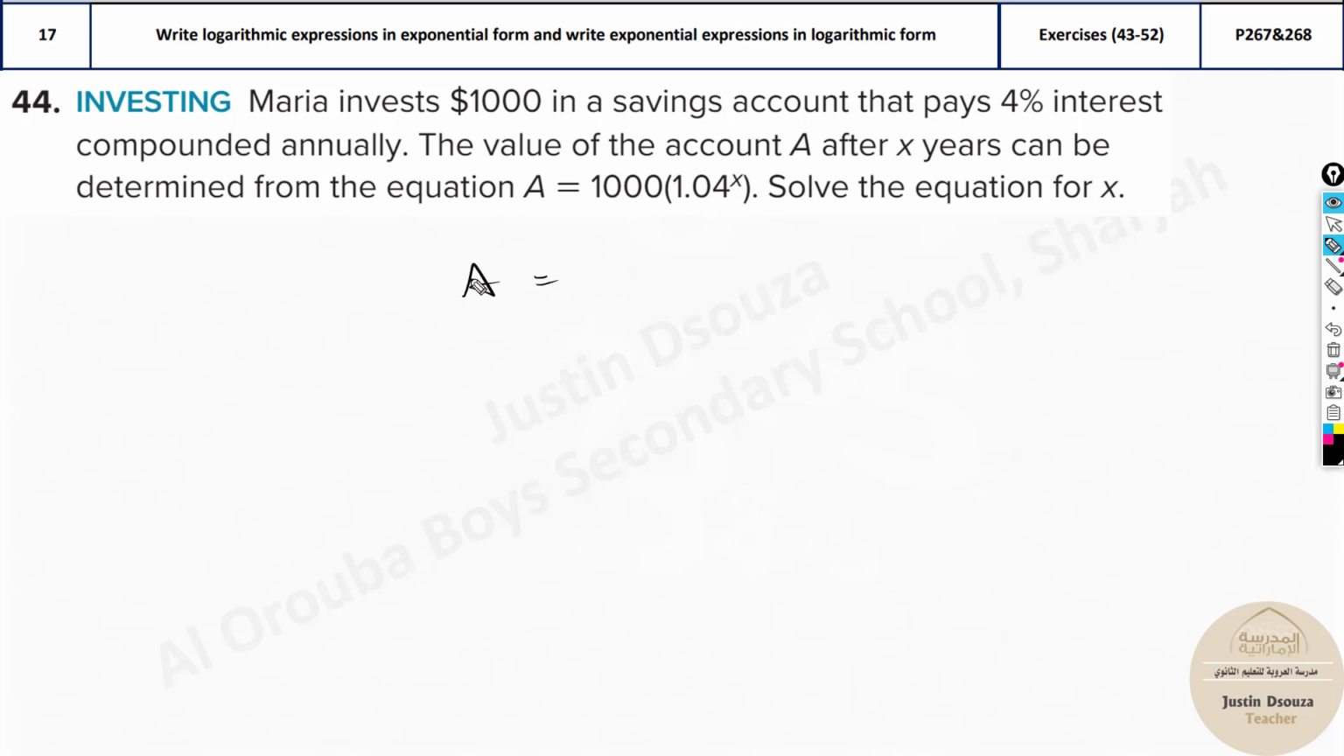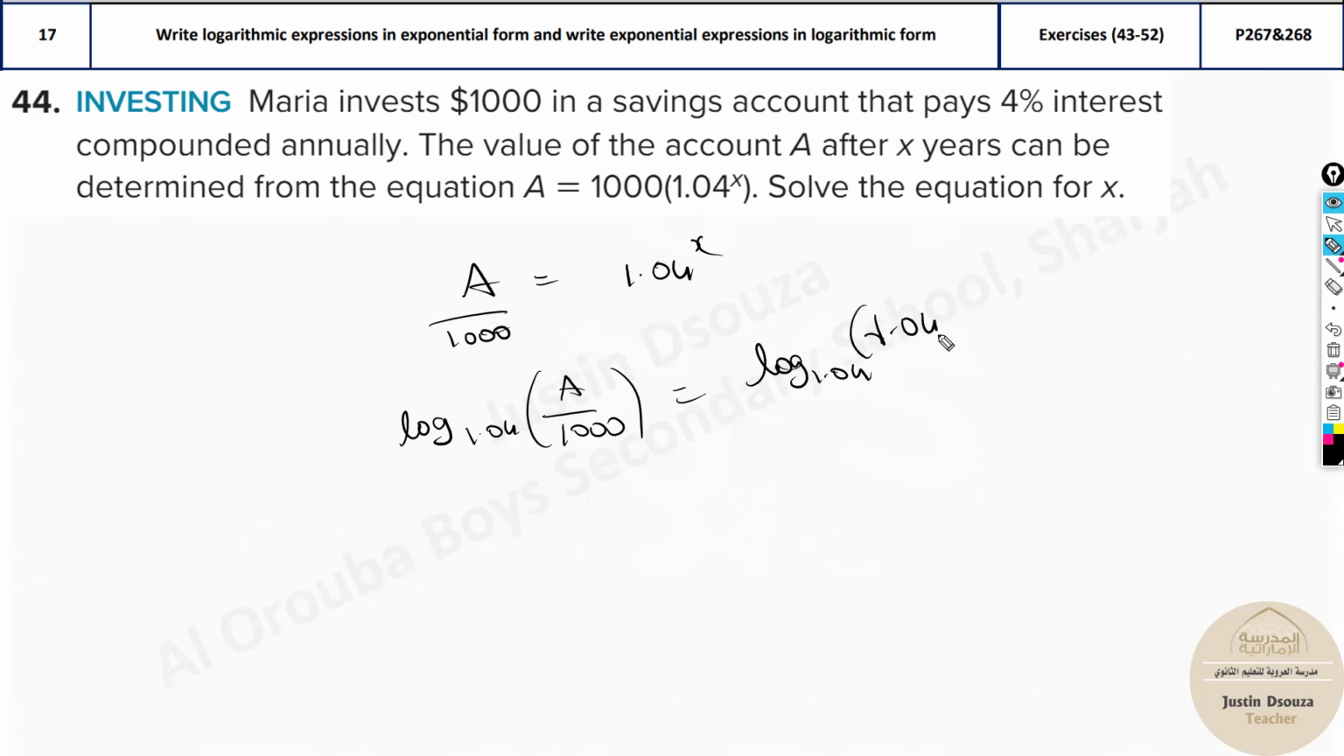So what we can do is we can take this 1000 to the other side. First, let's divide by 1000. Let's keep the exponent alone. So the 1000 gets cancelled, and we have 1.04^x. Now take log on both sides. What I would do is take log base 1.04. Then over here it'll be log base 1.04 of 1.04^x. Now this is all equal to 1, and you're remaining with only the x.